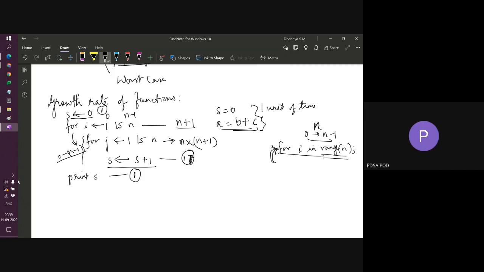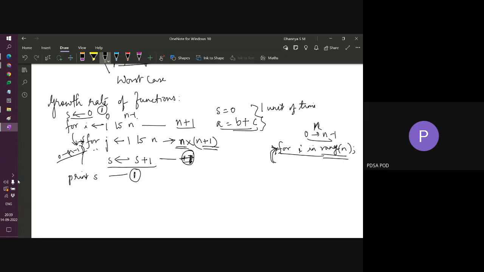Here also it will, because J gets executed only n times. Only for 0 to n minus 1 does it come to J. So this n plus 1 is for J equal to 1 to n. Yeah. Got it. Got it, no? Okay.